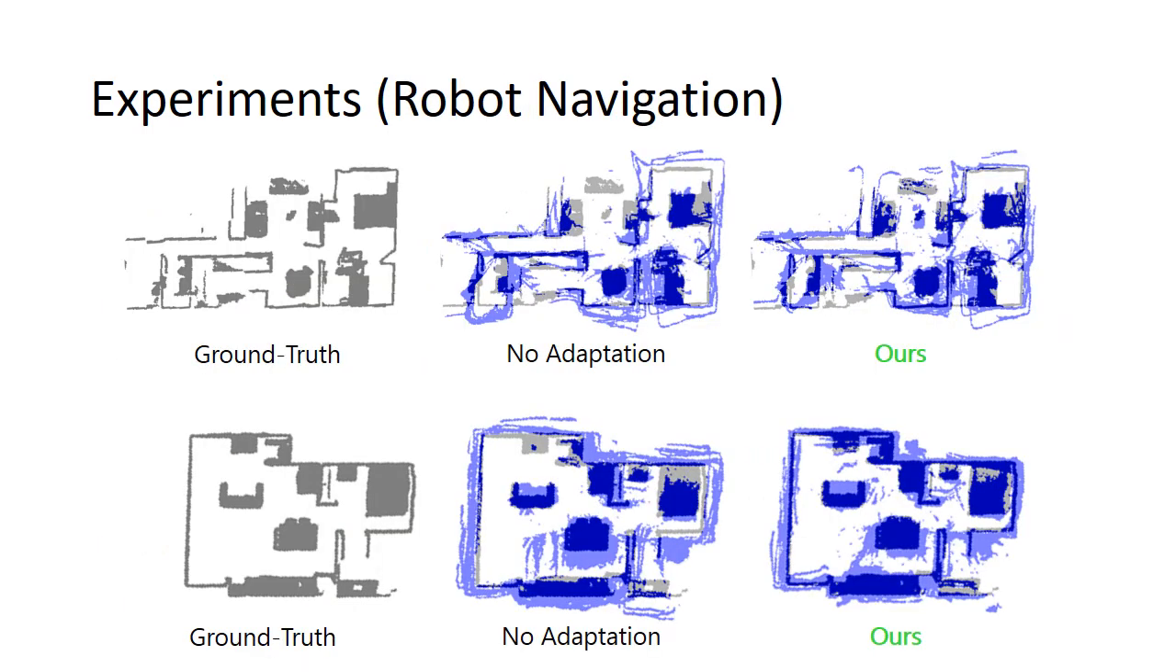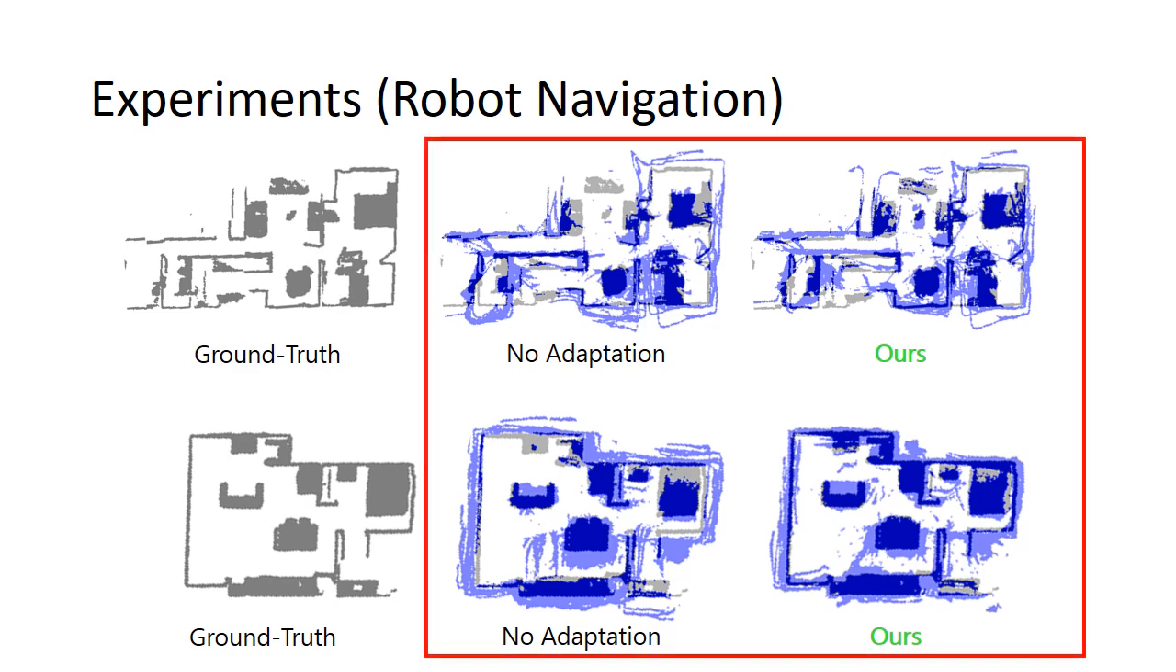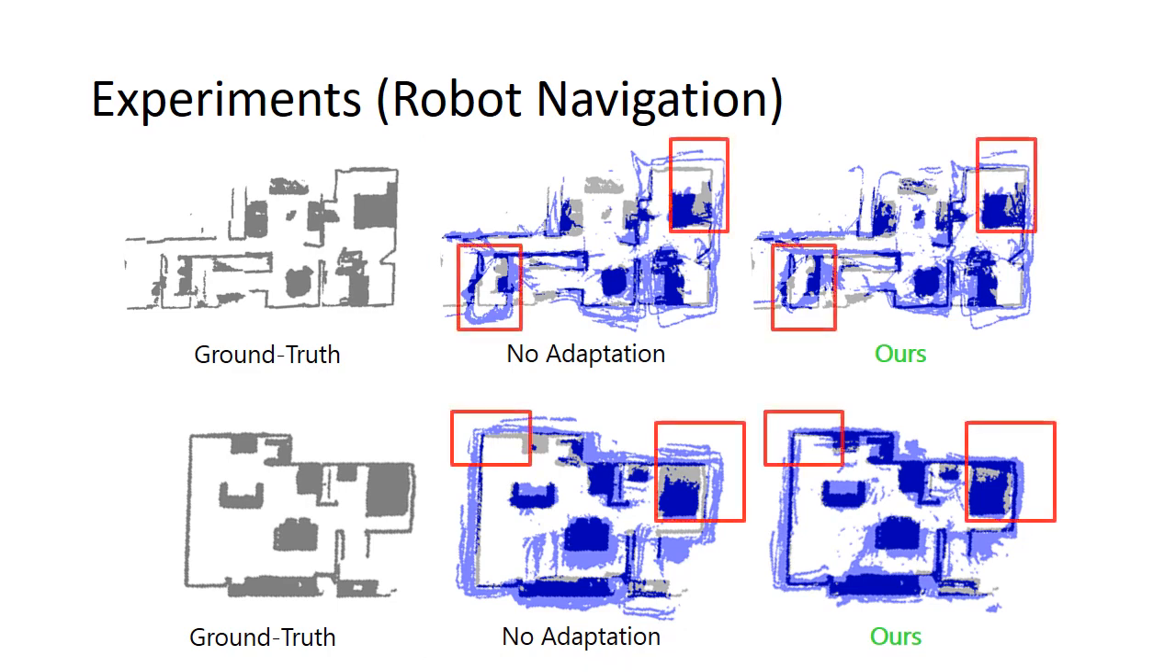Now I will share some qualitative results on robot navigation. The figures display the occupancy grid maps generated from robot agents exploring an indoor environment with identical action sequences. The estimated grid map is displayed in blue. By applying our calibration method, robot agents can produce more accurate maps compared to the no adaptation case.